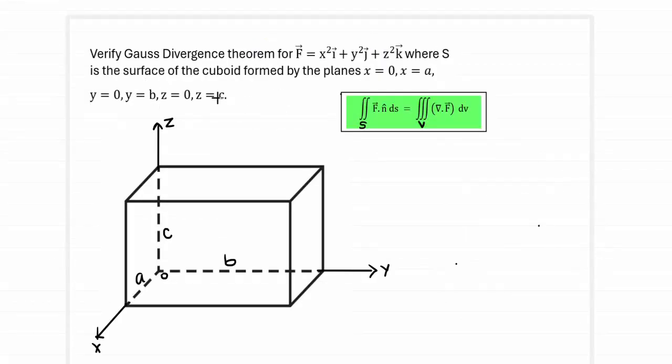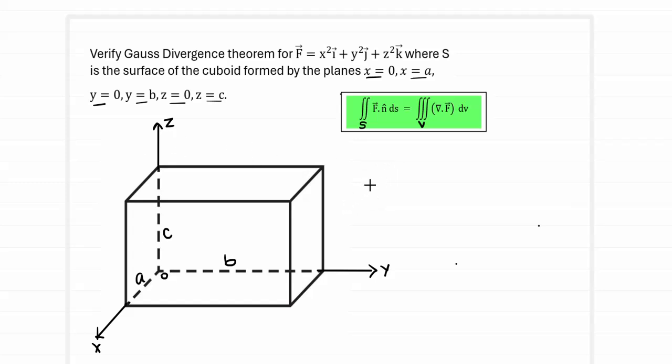Therefore, what we are going to have is all the 6 faces of a cuboid. So x equal to 0 and x equal to a are 1 and 2, y equal to 0 and y equal to b are 3 and 4, and z equal to 0 and z equal to c are 5 and 6. So we have totally 6 surfaces for the cuboid.